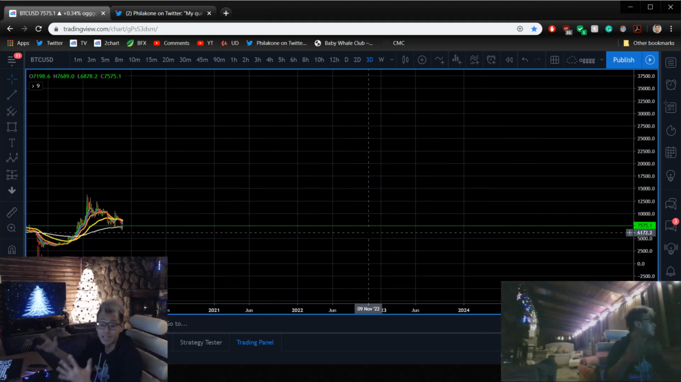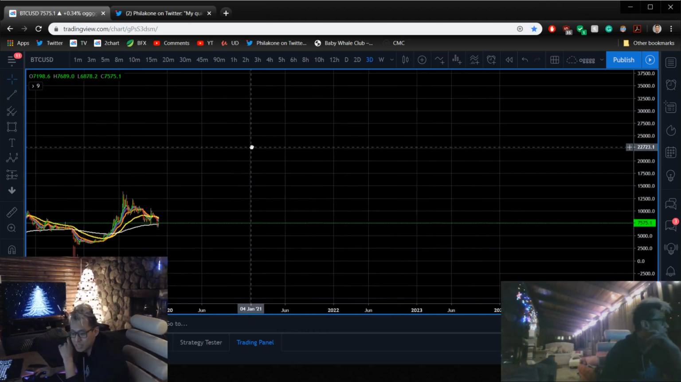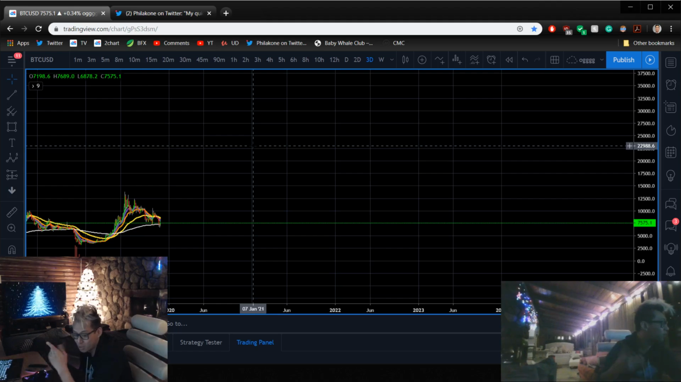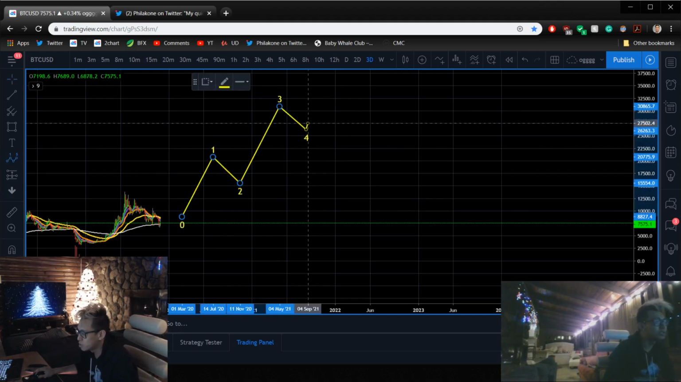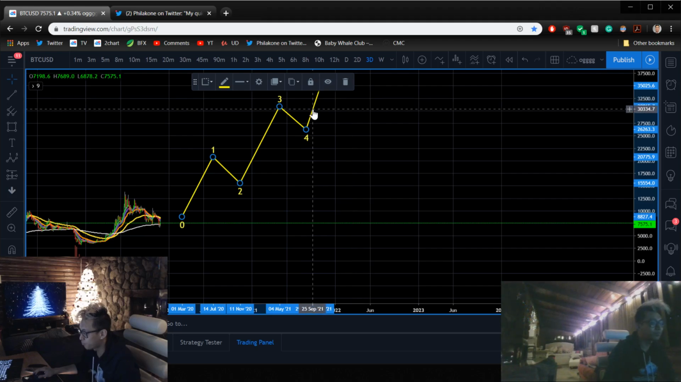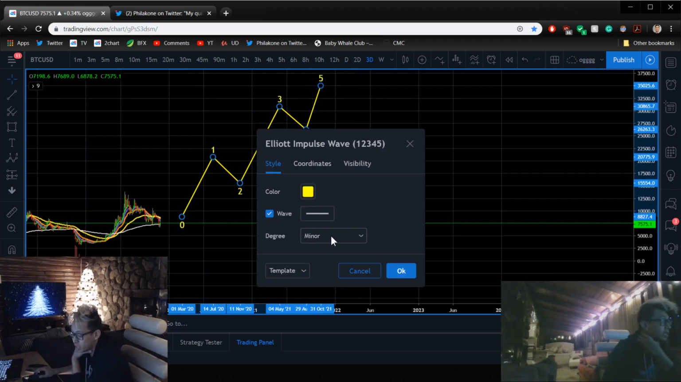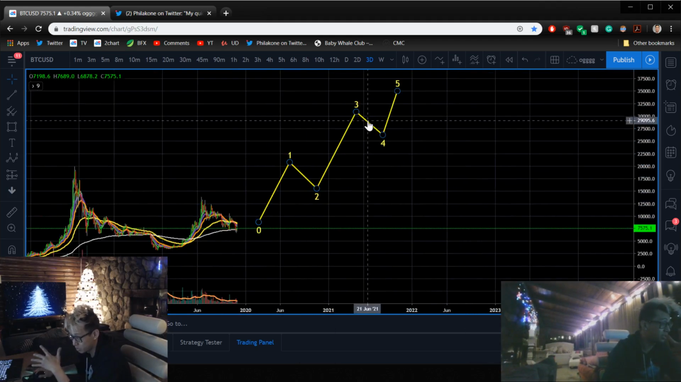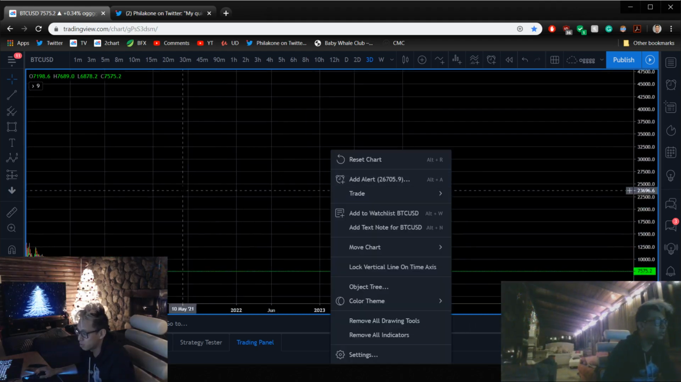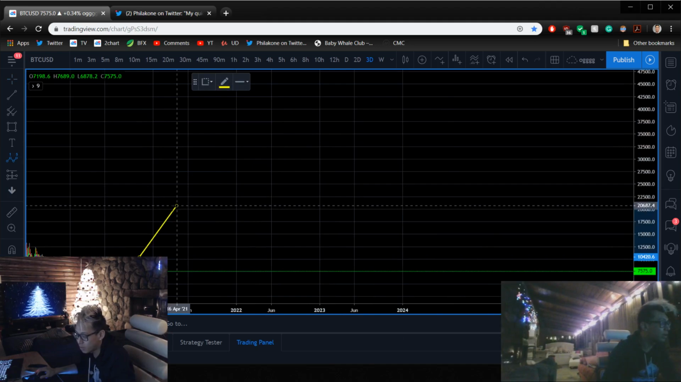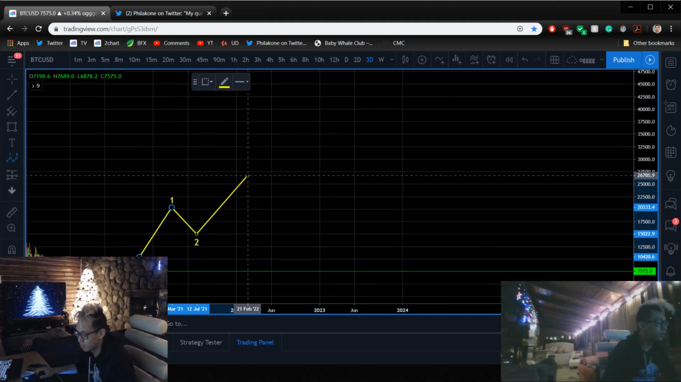It's a never-ending one. The reason why we see these small little subwaves and fractals inside of these other ones is because they're called degrees. Okay, Elliott wave, you can draw it like that very easily. Double click on it, and then you can look at the degree, right? I personally like to use minor because of the way it's annotated.